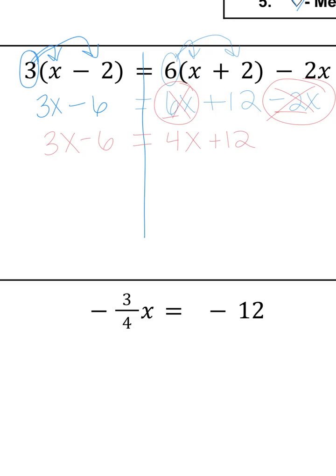So now we look for our x's, and we have to see how many we have. How many are here? 2. 2 of them. And how many can I have? 1, right? So which one should I move? The 3x or the 4x? Which one's less or colder? 3, right? So how am I going to move a positive 3x to the other side? So I'm going to subtract 3x on both sides.